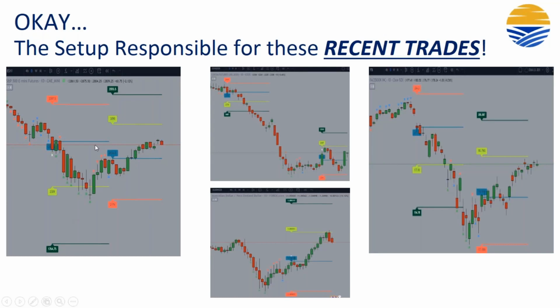750 points in the E-mini S&P. Here's 160 points in cocoa, 300 pips in the Aussie Kiwi, and two $20 trades or $40 total there in Facebook. So who here wants to see this very precise mechanical setup?